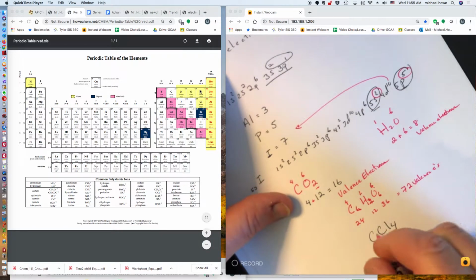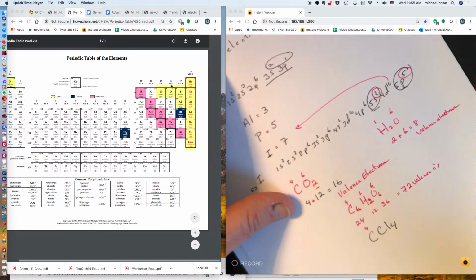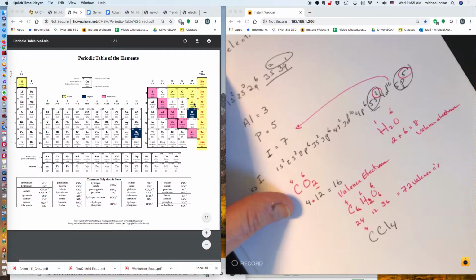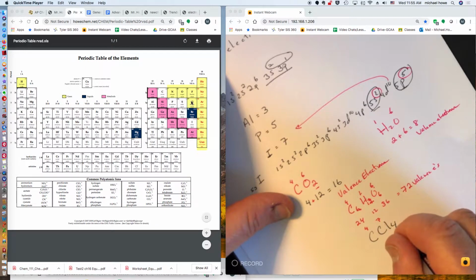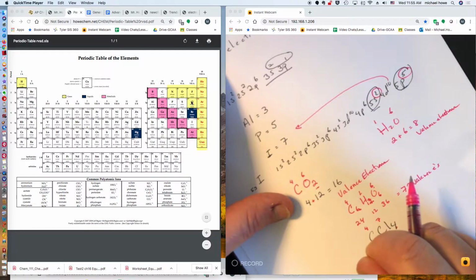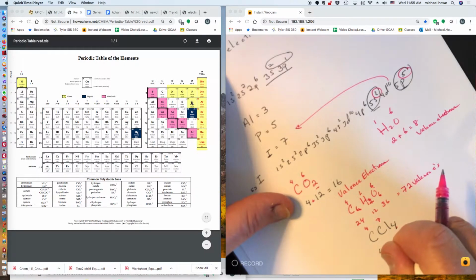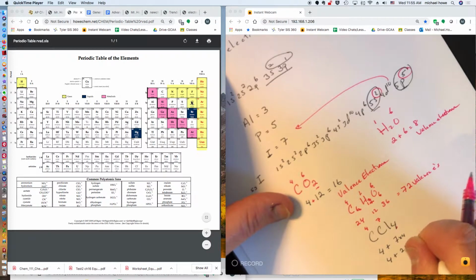So you would look at carbon. Carbon has 4 valence electrons, see the Roman numeral. Chlorine is in this column over here with 7 valence electrons. But there are 4 atoms of chlorine, so that's going to be 4, because there's only 1 atom of carbon, plus 7 times 4. 4 plus 28. So you'd have 32 valence electrons in CCl4.